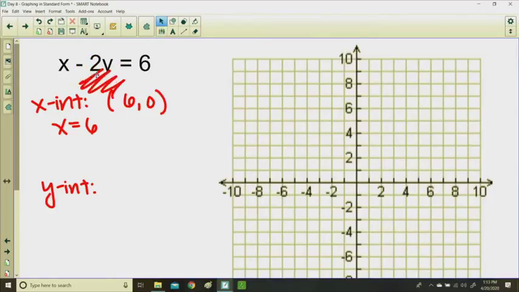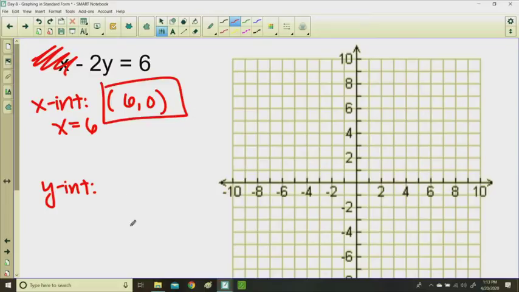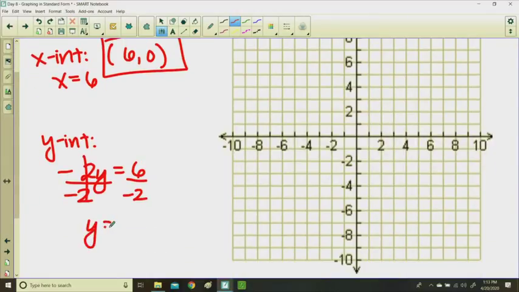Now let's go ahead and find the y-intercept. So our y-intercept is going to be negative 2y equals 6. Now I actually have to do something this time. So divide by negative 2 on both sides. We're going to get y is equal to negative 3. There you go. That's our y-intercept, (0, negative 3).